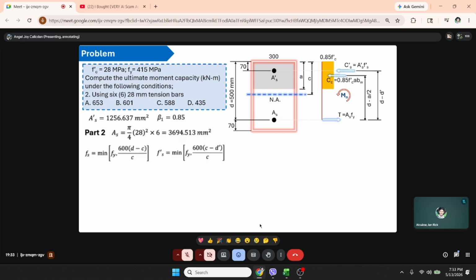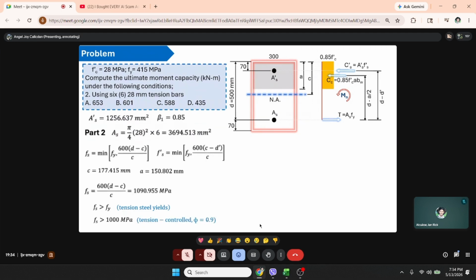So copy. And solving for Fs, 600 times d minus c over c, we have 1,090.955 MPa. So greater gyapon siya sa 1,000, therefore tension controlled. O greater pod siya sa Fy, meaning nag-yield. So phi gyapon is 0.9. And for Fs prime, 363, less than gyapon sa Fy, so wala ni yield.